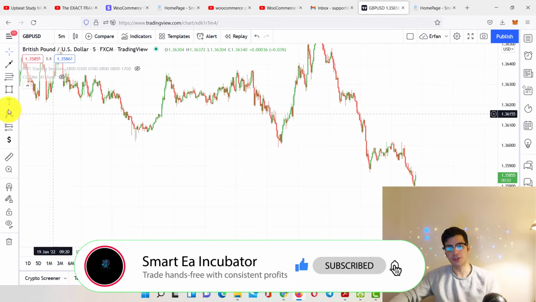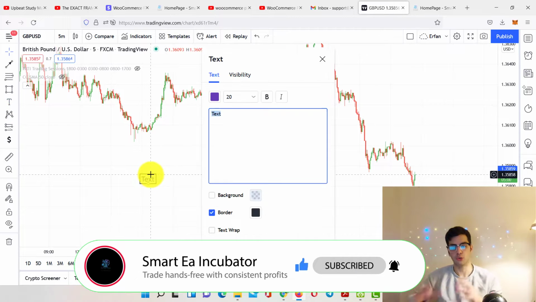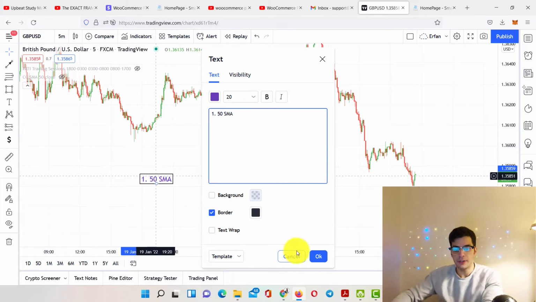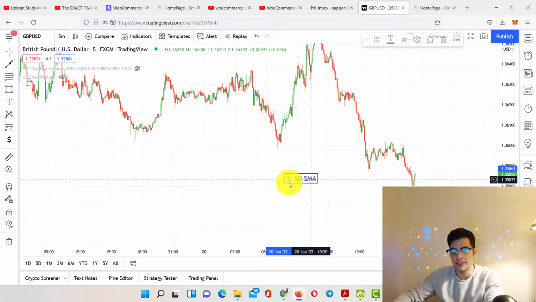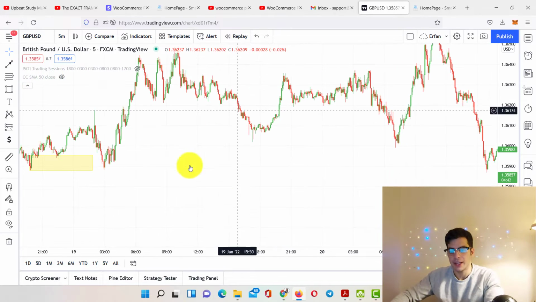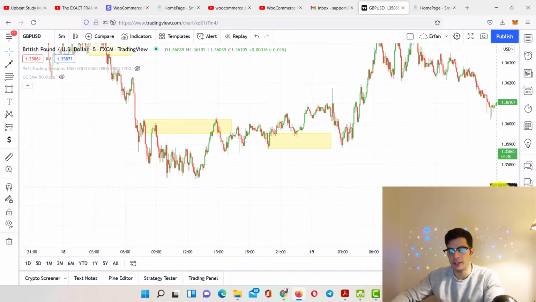So the first indicator that we are able to use when we are utilizing this strategy is 50 SMA. 50 SMA is the first indicator that we can use to give us more confirmation when you're entering a trade. It's just for better confirmation. 50 SMA is the first indicator that we are able to use.